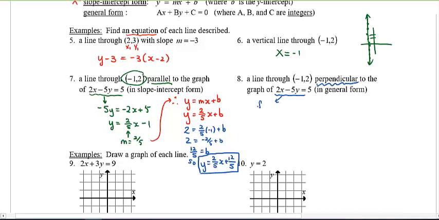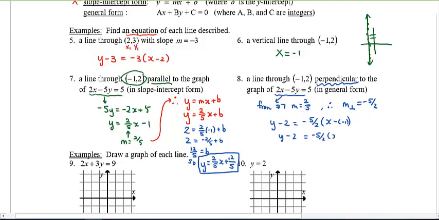So same equation from number 7, right? So from number 7, we know that this slope equals 2/5. Therefore, the perpendicular slope, I'll go m with a little perpendicular here, that must be negative 5/2. That's right, the flip and the opposite. We want general form this time, so it doesn't matter if we use slope-intercept or point slope form. I'm just going to use point slope form first. y minus 2 equals negative 5/2 bracket x minus negative 1, which is of course x plus 1.